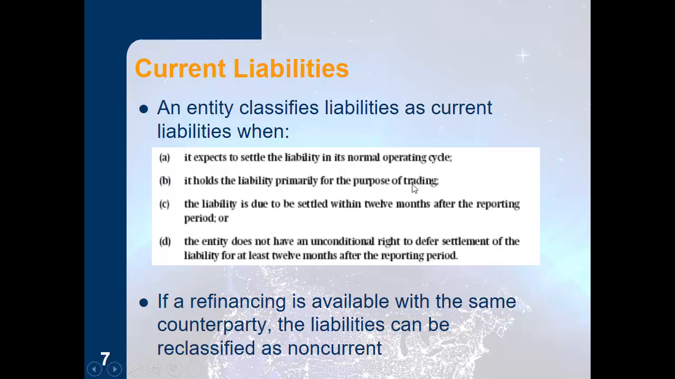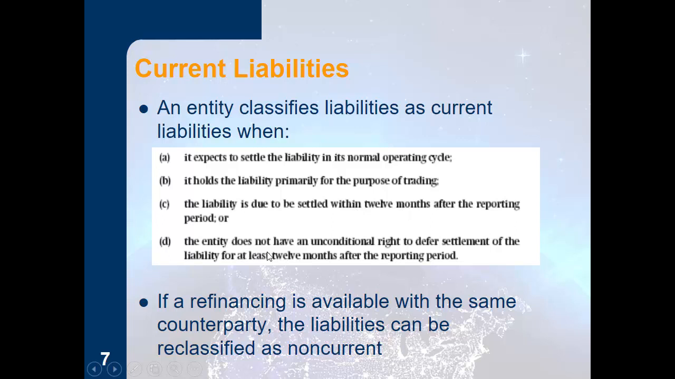Regarding current liabilities, this is what the company should follow in terms of whether to classify a liability as current or not. The liability is expected to be settled within the normal operating cycle of the company. The reason it has the liability is because it's involved in the purchase and selling of inventory and those kinds of income statement kinds of transactions. That's what we mean by trading. The liability is due to be settled within 12 months after the reporting period. So there's our time factor.